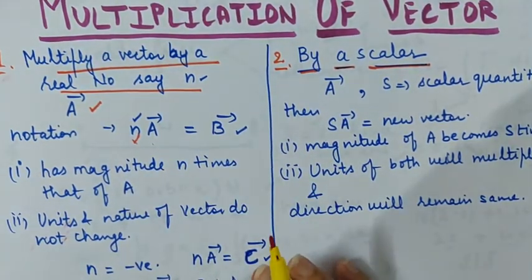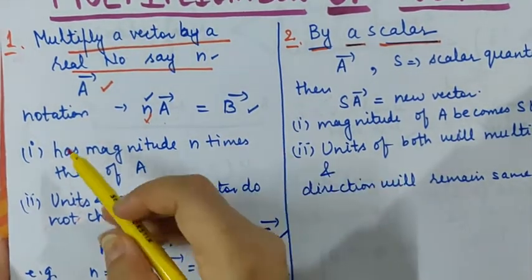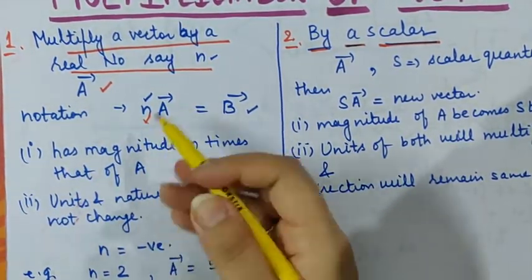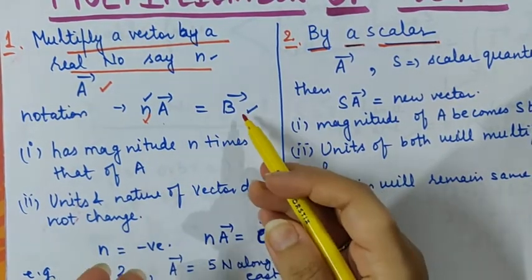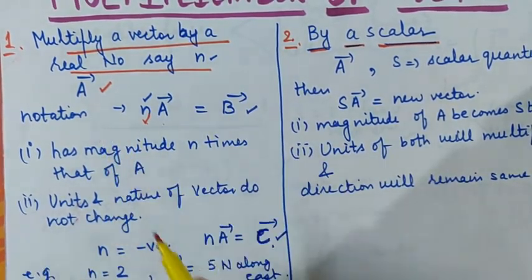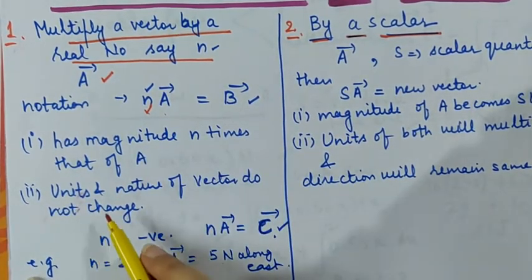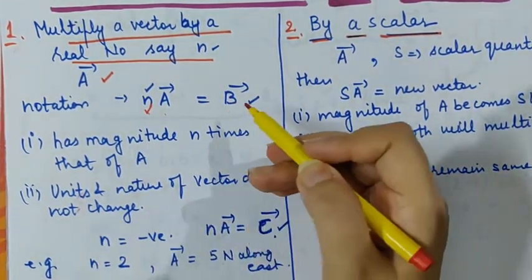What will be the properties of that new vector? Number 1, that new vector's magnitude will become n times. That means B is n times in magnitude that of A. Number 2, if n is positive, then the direction of B will remain the same.